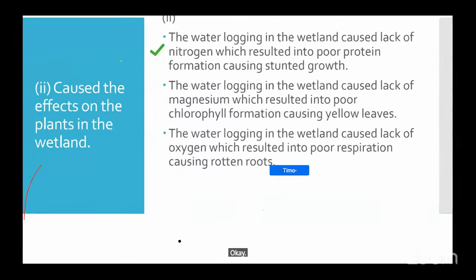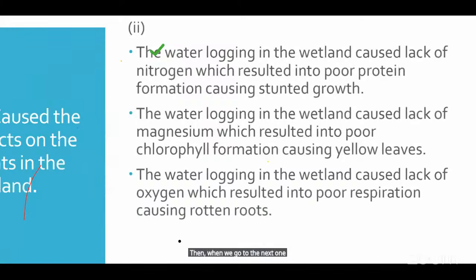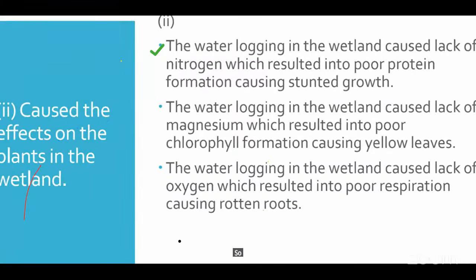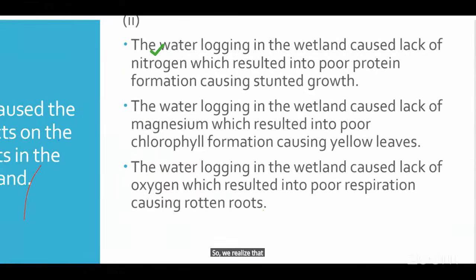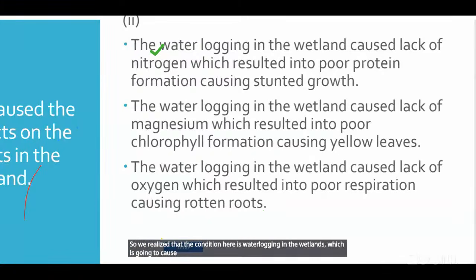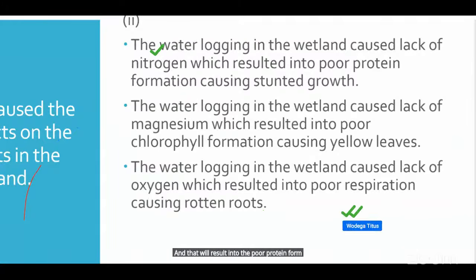Then when we go to the next one, the causes of the effects on the plants in the wetlands. So we realize that the condition here is waterlogging in the wetlands, which is going to cause lack of nitrogen, and that will result in poor protein formation, causing stunted growth.